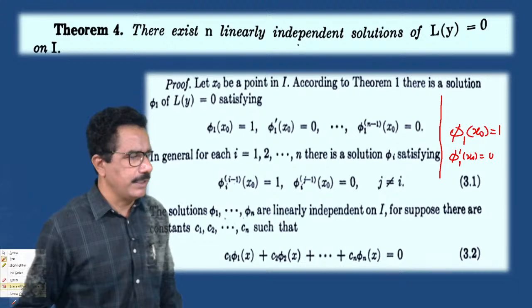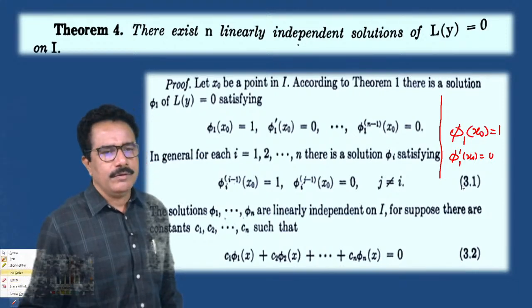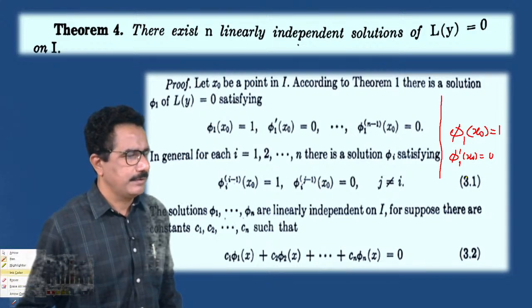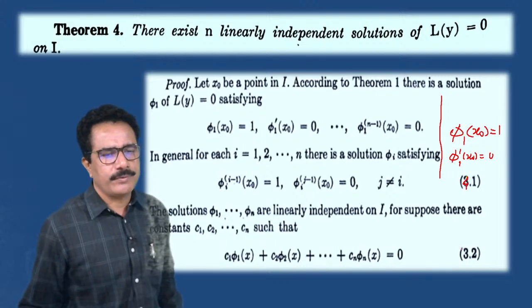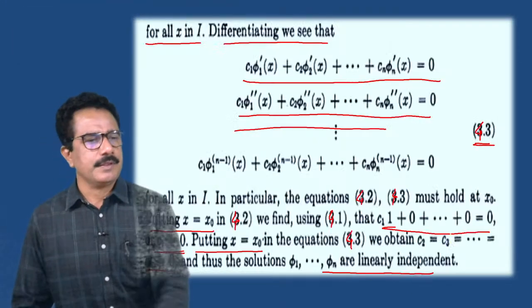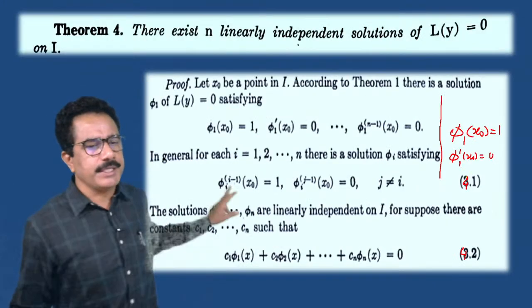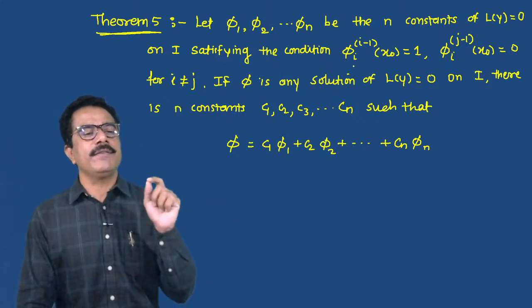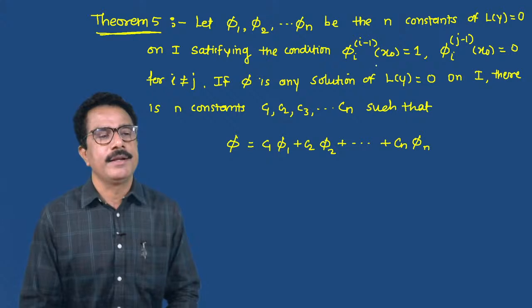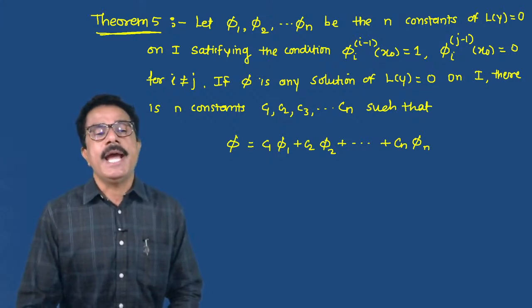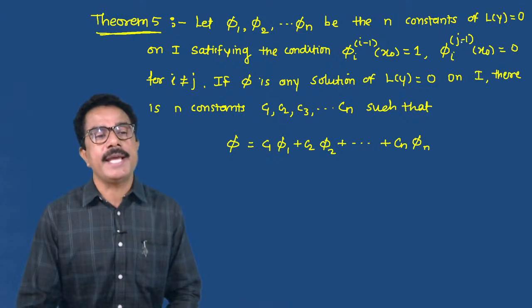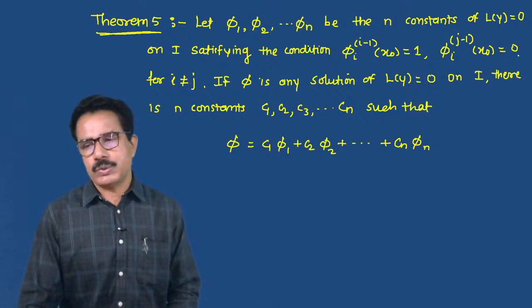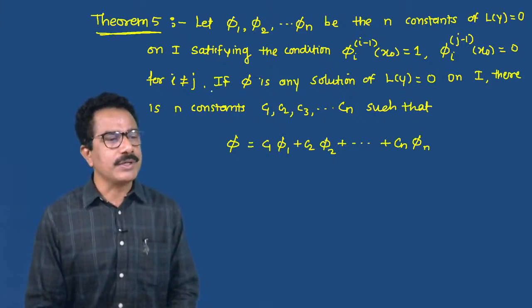According to the condition of theorem 4.1, we have written here, satisfying the condition phi_i^(n-1)(x0) = 1 and the remaining all are 0. Phi_i^(j-1)(x0) = 0 for i not equal to j.